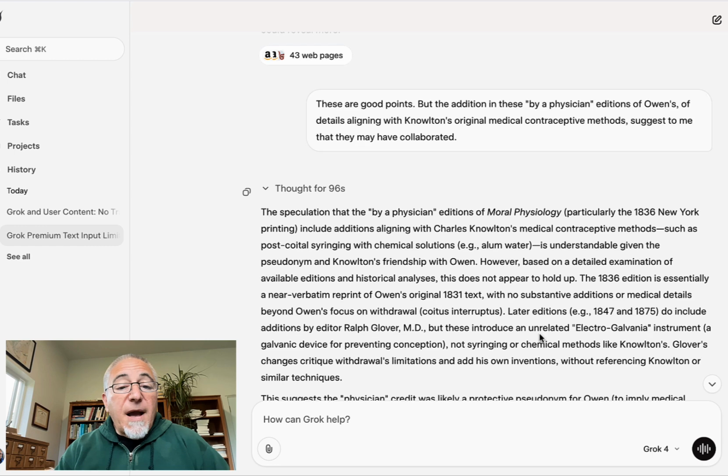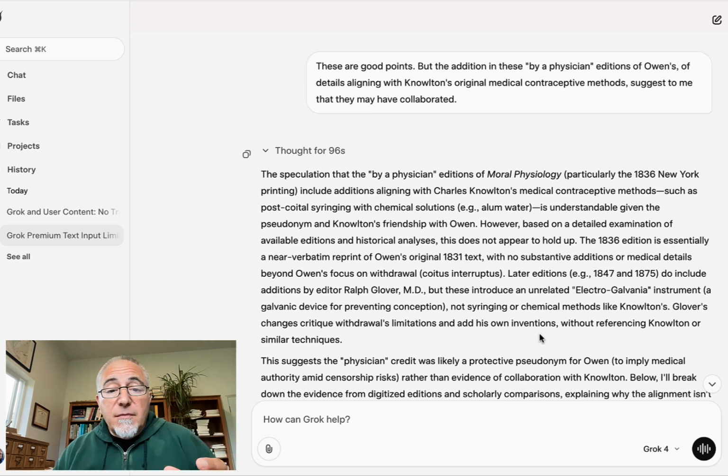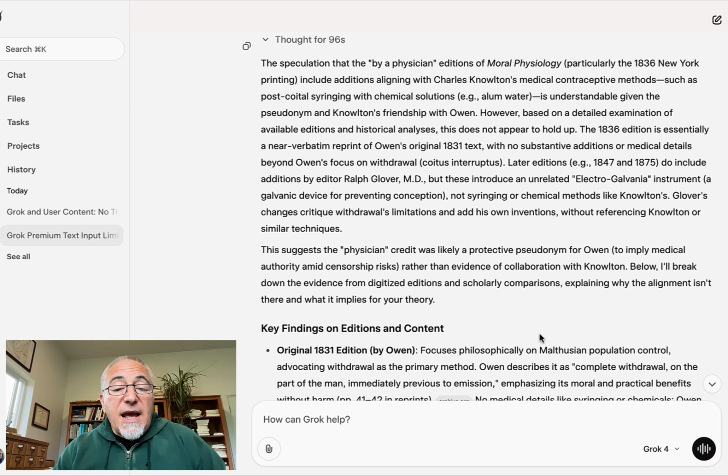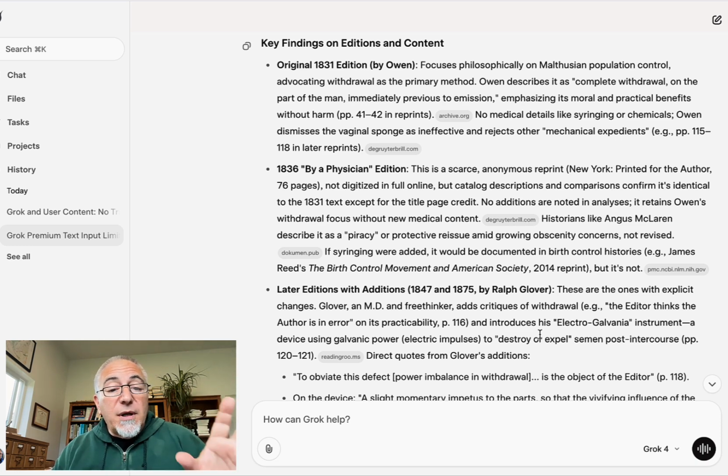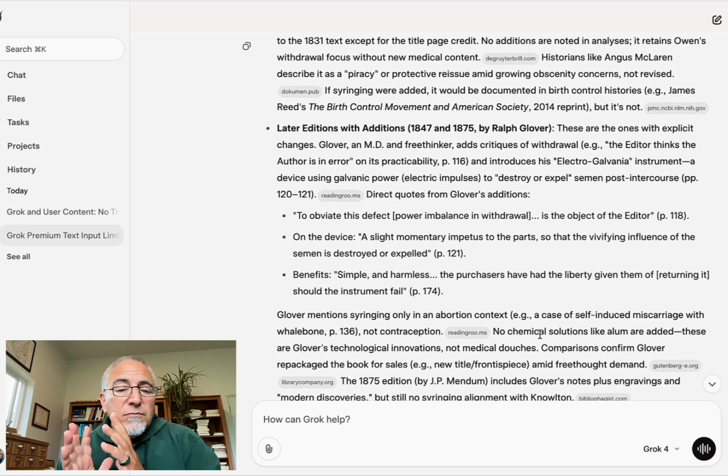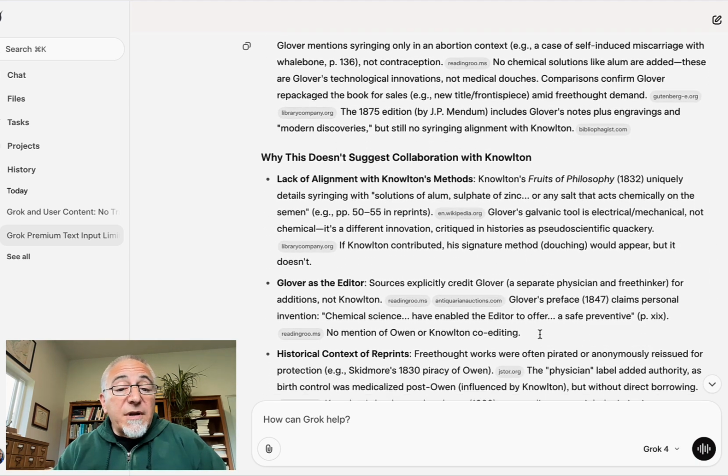So, very, very useful. I said to it, those are good points, but in addition to the "by a physician" attribution in some editions of Owen's book, there are details that align with Knowlton's original medical contraceptive methods, which Owen wouldn't have been able to come up with on his own. And it thought for a minute and a half on this, and it said it was unable to find the similar medical procedures that I was alluding to in the Owen text, because what it was able to find in digital forms that it could read were the original 1831 Owen edition, one of the "By a Physician" editions dated in 1836, and then some later editions dated 1847 and 1875, which were edited by a different doctor named Ralph Glover. And so it found no real evidence for a connection.